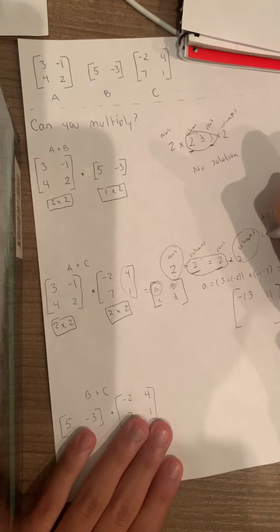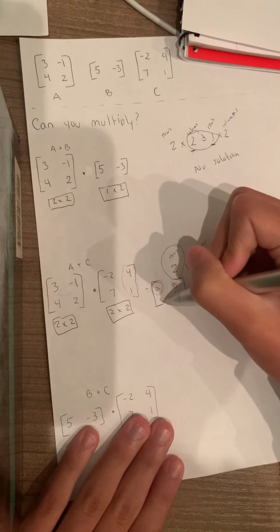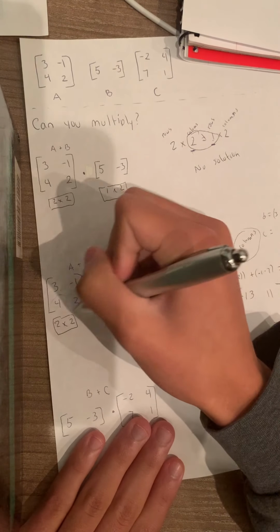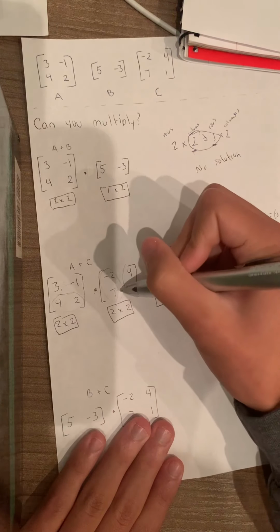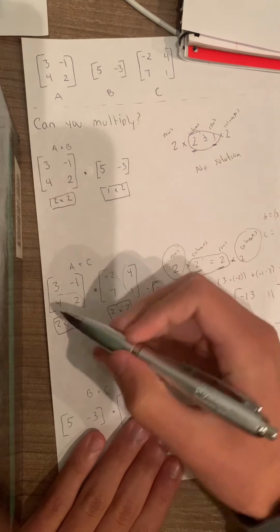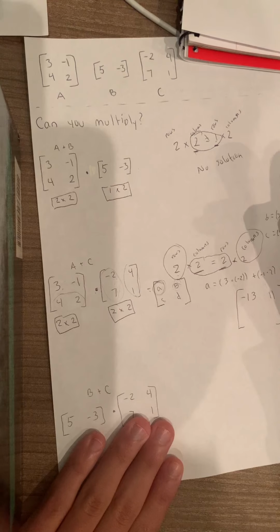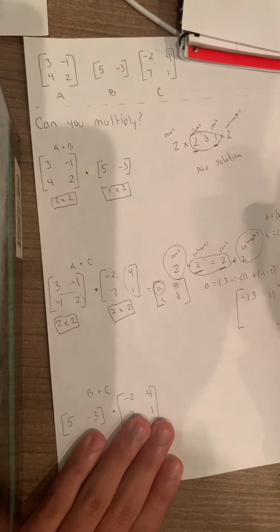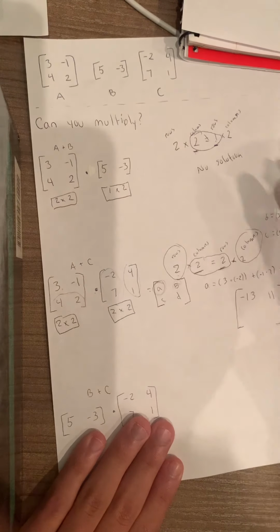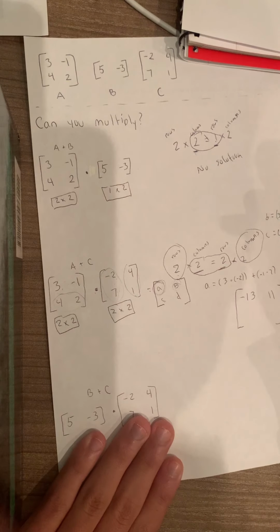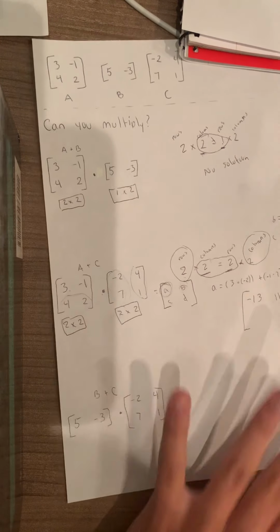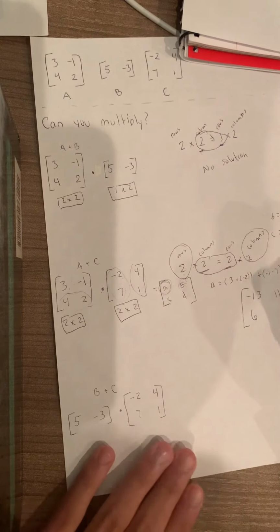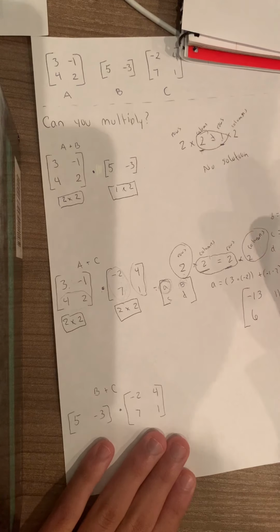Then you do the same thing for C. C is in the second row, so you use the second row of the first matrix, and it's in the first column, so you use the first column of the second matrix. So 4 times -2 plus 2 times 7, which is -8 plus 14, which equals 6. So you get 6 for C, and last but not least, D.